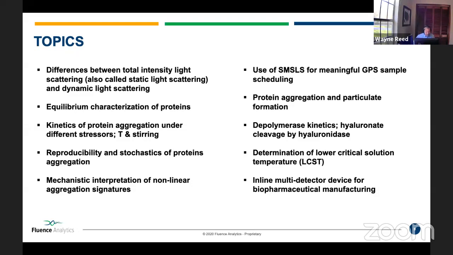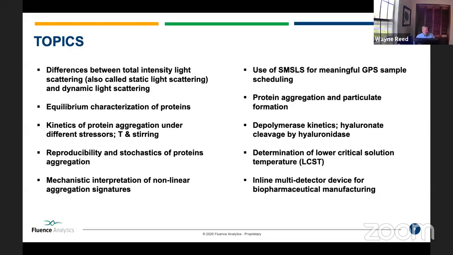but these are the topics I want to skim through. This is kind of a panoramic overview rather than a detailed dive into any one area. Quickly look at the differences between total intensity light scattering and dynamic, because I think dynamic light scattering is actually more widespread than static light scattering. By the way, total intensity light scattering is essentially synonymous with static light scattering, SLS.